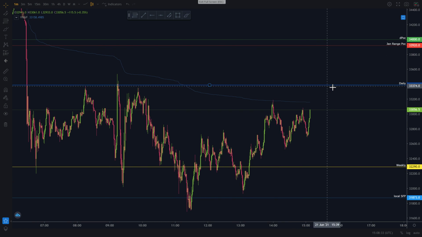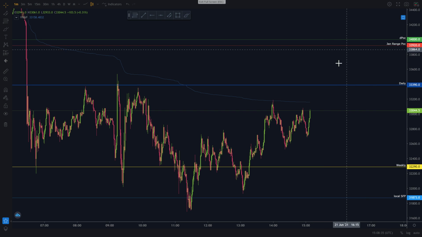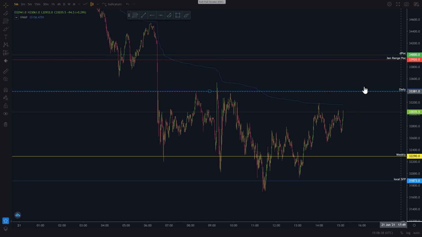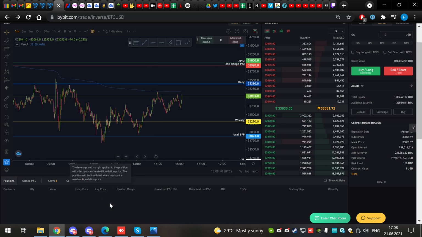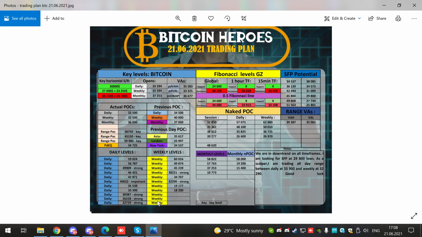Now I want to see the daily level breached, claimed, and go up, because this daily is important as well. So here are the daily and weekly levels, also monthly levels. Then we have the naked points of control.